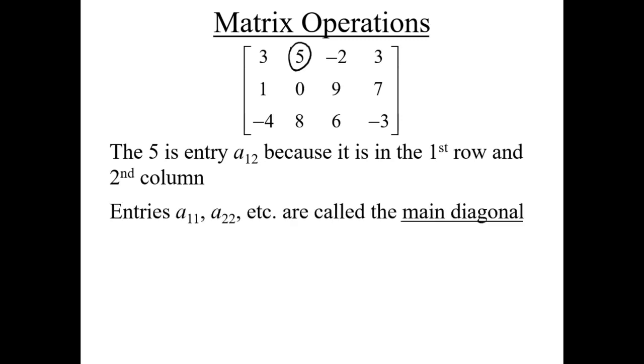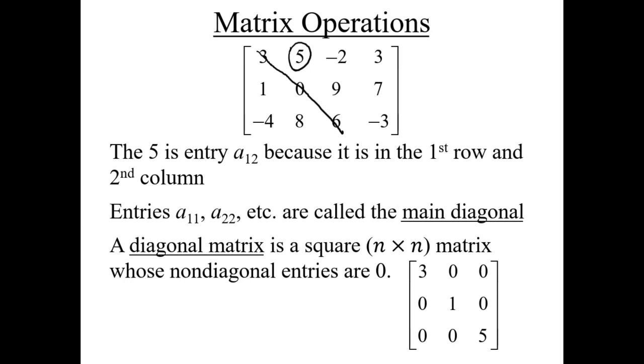The entries A11, A22, etc. are called the main diagonal. So the entries where the row number and the column number are the same. I'm referring to that as the main diagonal. Honestly, I don't even remember if that's normal for other people or if I just made that up. But when I personally refer to the main diagonal, that's what I'm talking about.